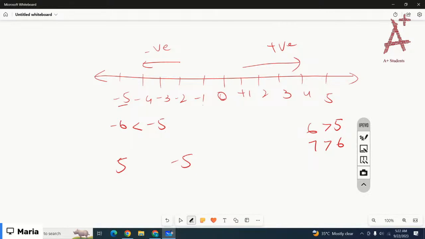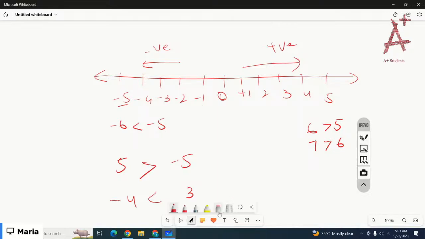Negative numbers are less than 0, and when you are comparing a positive and a negative number, the positive number is always greater. Or you can write negative 4 is less than 3. Positive numbers are always greater than the negative numbers. And when you are comparing two negative numbers, what do you have to do then?